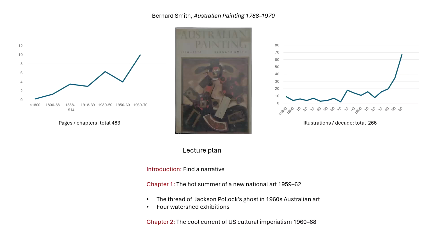Because Bernard was so close to it, he couldn't see the 60s. So there's three times as many pages he spends on the 60s than on the 50s. Because of all these different things happening, he feels he's got to talk about all of them.